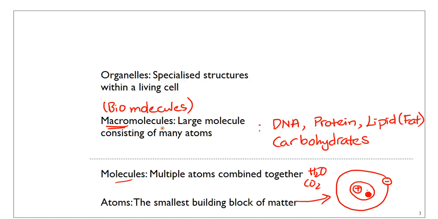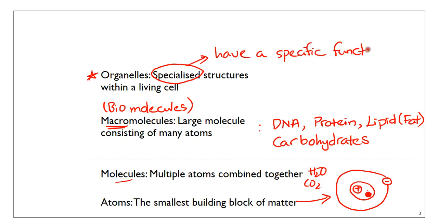Now, if you have multiple macromolecules, they will make up what is called an organelle. And once you get to organelles, this is when you start to classify substances based on their functions. So organelles are specialized structures, and by specialized, I mean they have a specific function. So an organelle is essentially a structure that has a specific function within a cell, and an organelle is going to consist of multiple macromolecules or even molecules working together.